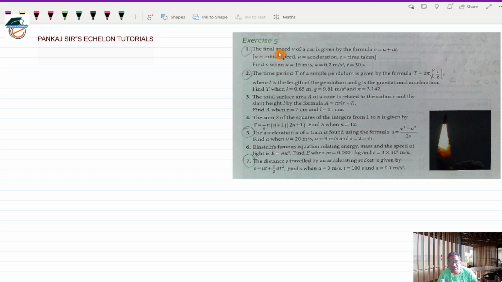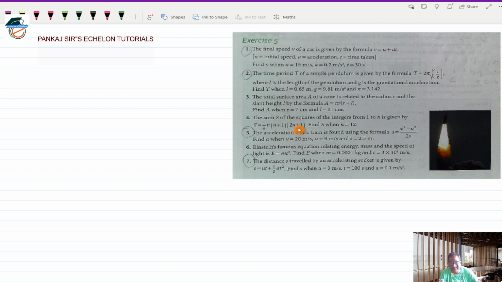All you have to do is learn how to substitute the values of the different variables in the formula, and use your calculator properly to calculate those answers. And that's about it.